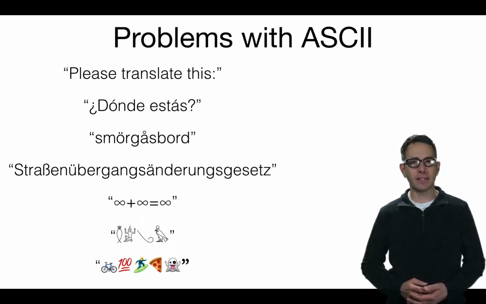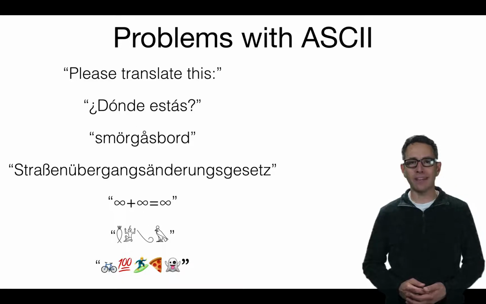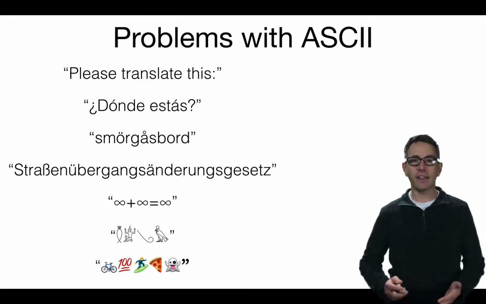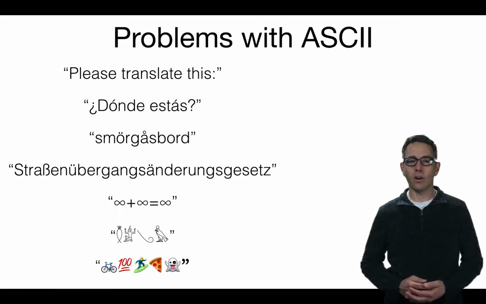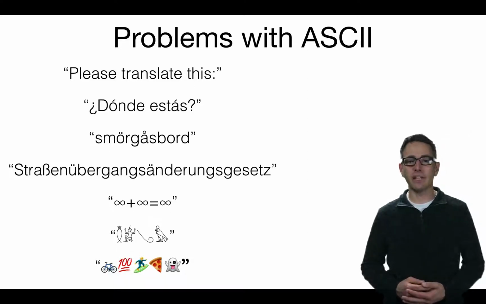But then you start to run into some problems with ASCII. If you wanted to ask the Spanish question, ¿Dónde estás?, you would have some trouble because ASCII doesn't have an O with an accent, an A with an accent, or an upside down question mark as part of the character set. The Swedish word smorgasbord, I'm not sure I'm pronouncing that well, has characters that aren't in the ASCII set as well. This word that I cannot pronounce in German, which is an amendment to a law, traffic law, has lots of characters that aren't in ASCII as well. A mathematical formula like infinity plus infinity equals infinity is missing characters in the ASCII set.